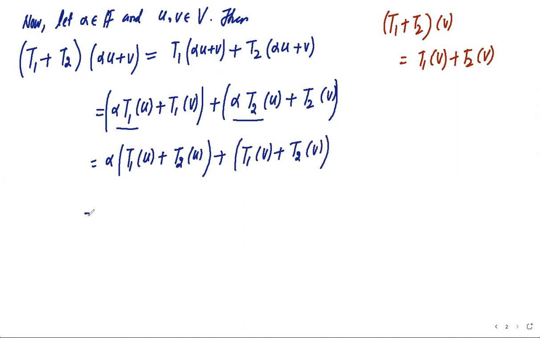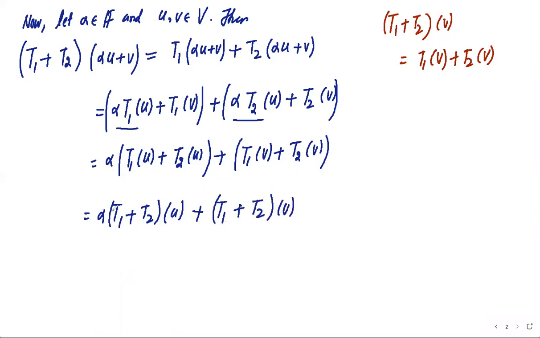Now again, this is equal to alpha times, by definition, this can be written as T1 plus T2 of U, because we have defined T1 plus T2 of V as T1 of V plus T2 of V. So here we are doing the reverse thing: T1 of V plus T2 of V is equal to T1 plus T2 of U. So similarly, plus this is T1 plus T2 of V.